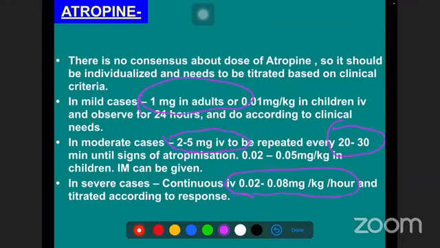So what I said before is that we have to grade the OPC poisoning. Mild case 0 to 3, moderate case 4 to 7, and severe case 8 to 11. So if it is 8 to 11 we will use this dose, if moderate we will use this dose, and if it is a mild case we will use this one.